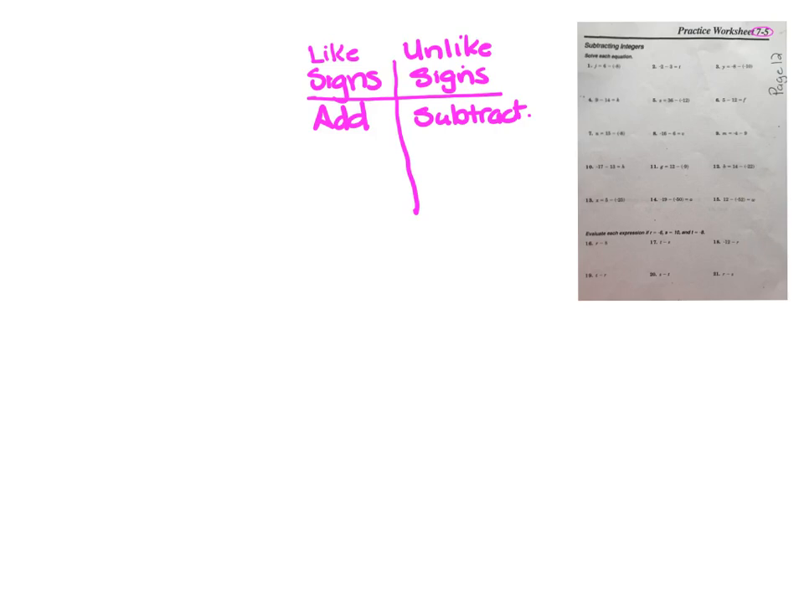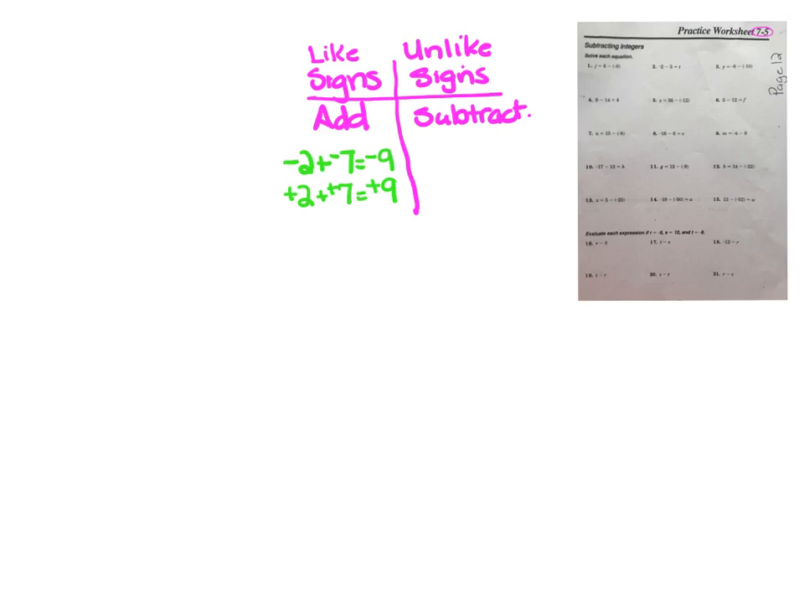Let's do a few examples. Please take down these notes on your page. If you have a -2 plus a -7, those are like signs. Both are negative. When you add, you get a -9. If you have a +2 plus a +7, and of course we don't always put the positive symbol in there, but you get a +9.